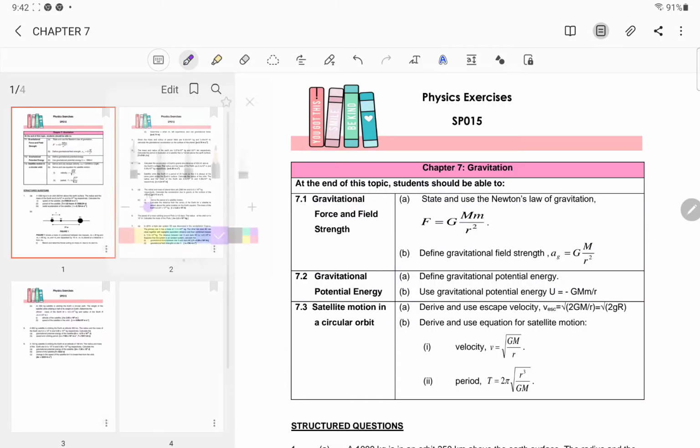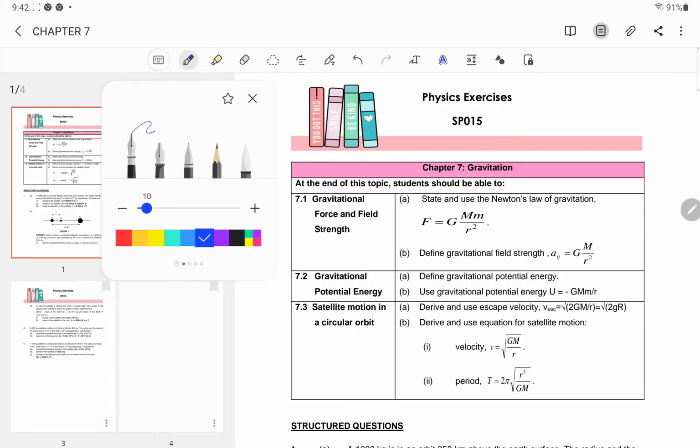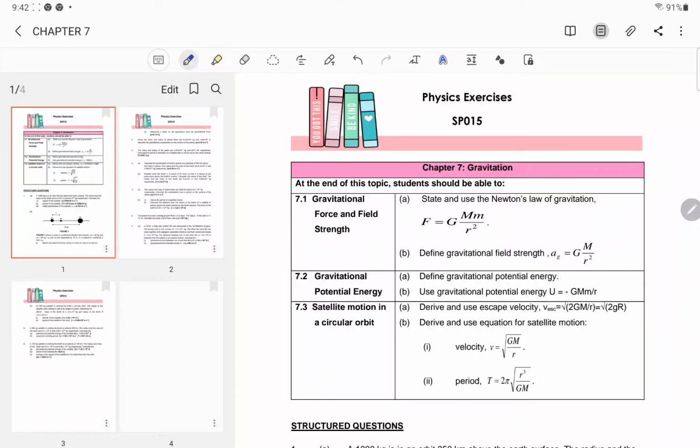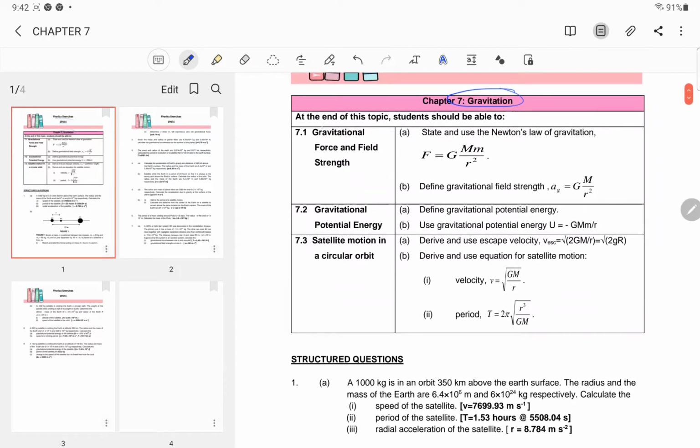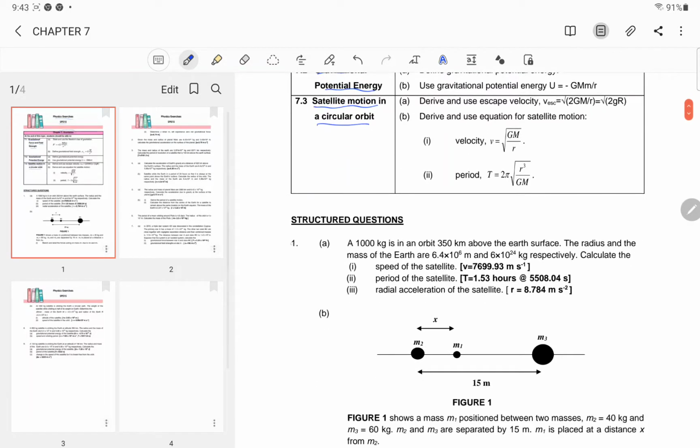So here is the solution process for SOAL Physics exercise chapter 7, gravitation. There are three subtopics here: gravitational force and field strength, gravitational potential energy, and satellite motion in circular orbit. So we go to question number 1.